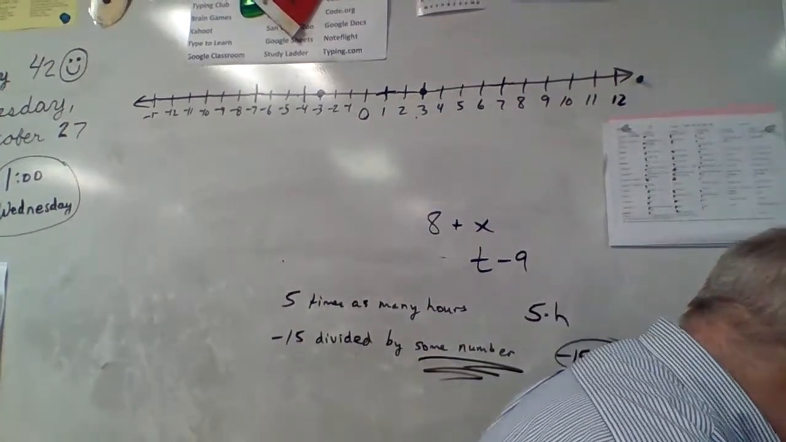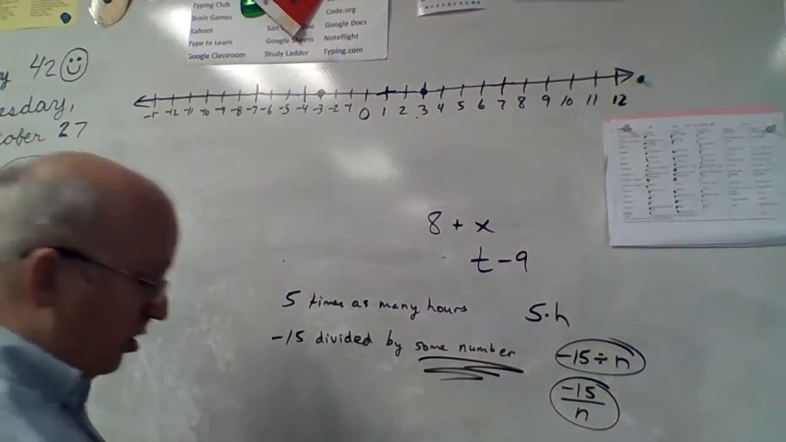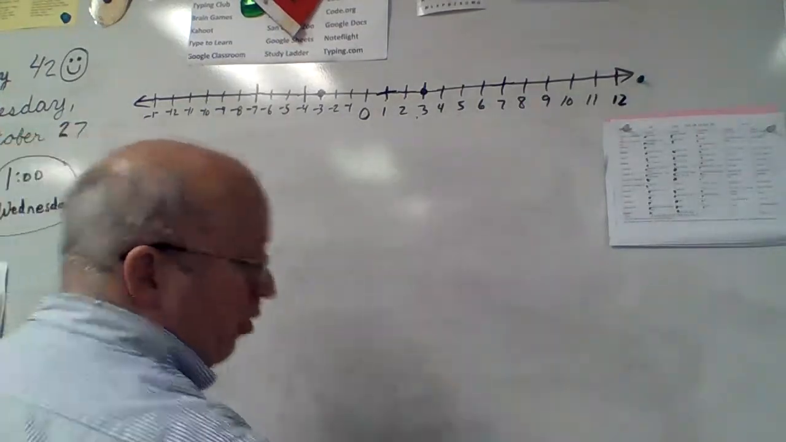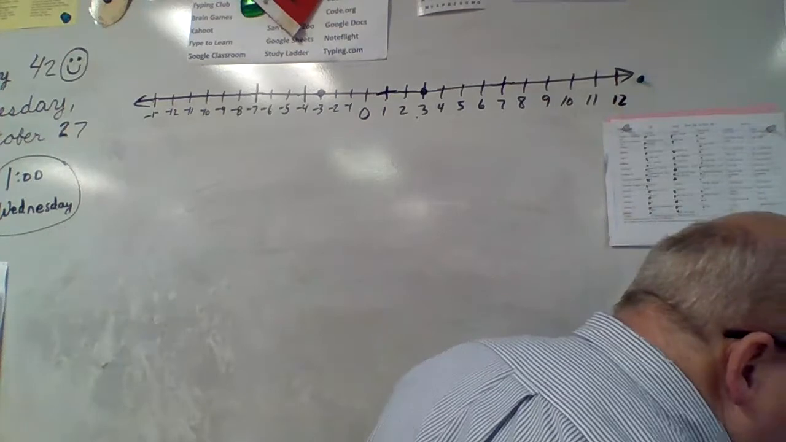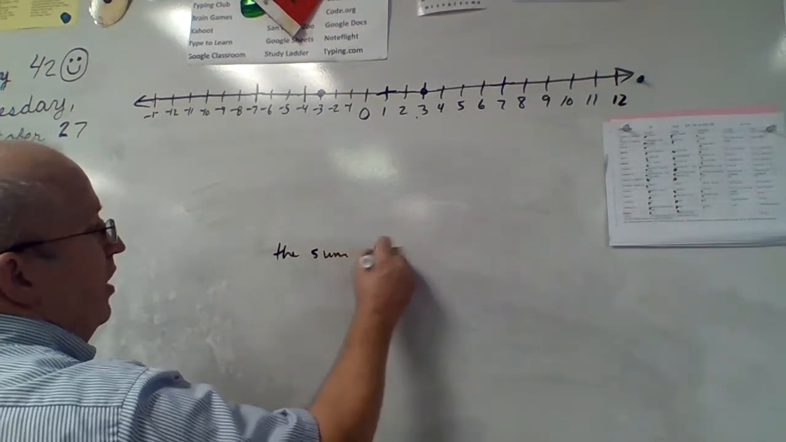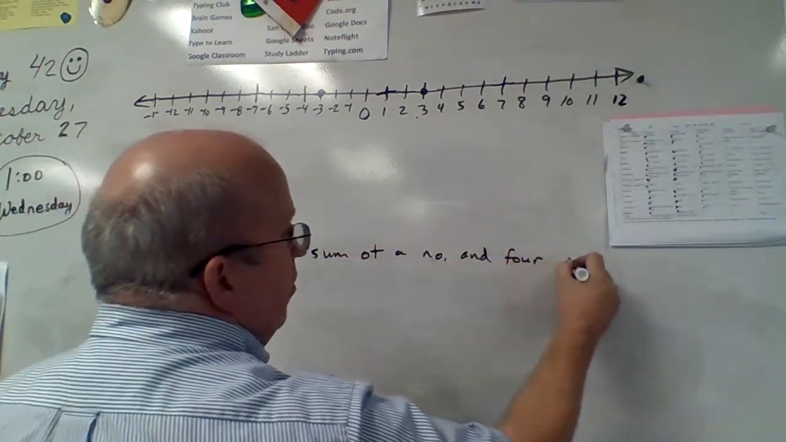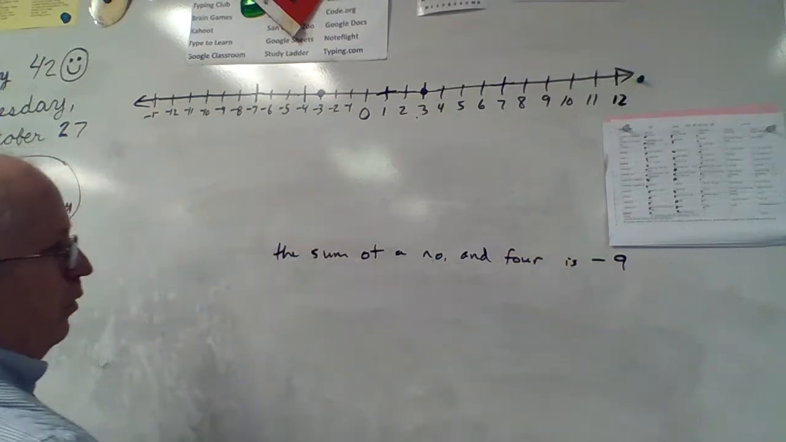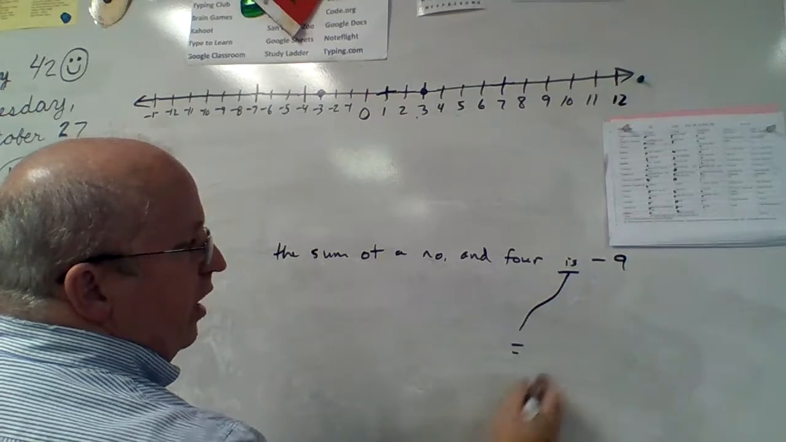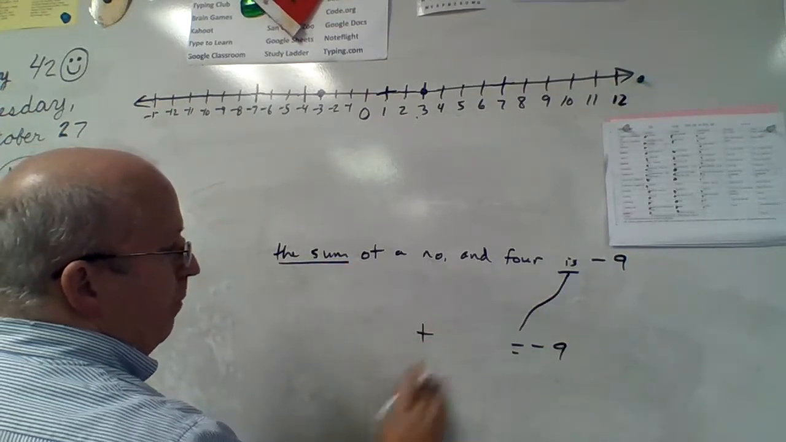How about number 7? Now, look at the directions. The directions are talking about equations in number 7. So now we're going to have an equal sign as well. The sum of a number and 4 is negative 9. Well, where is the equal sign? Right here. Is very often the equal sign. Then negative 9. Now, how do I do the sum of something? Well, that's a plus sign, right?